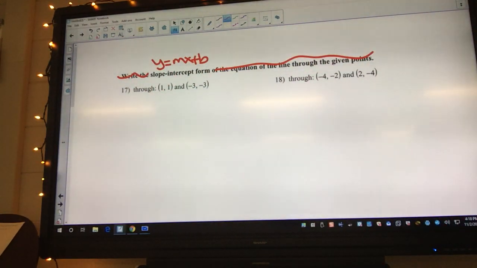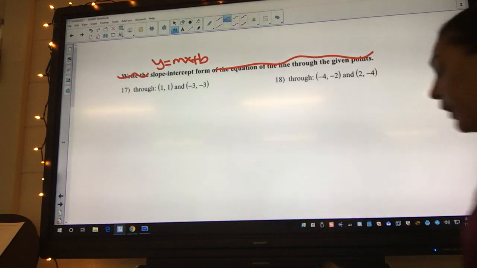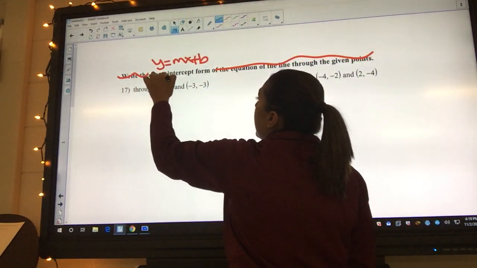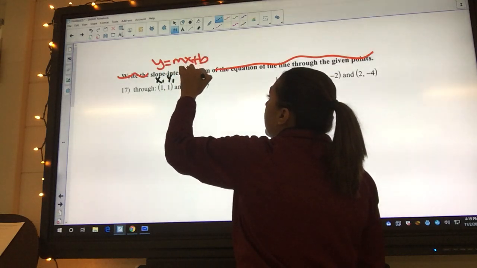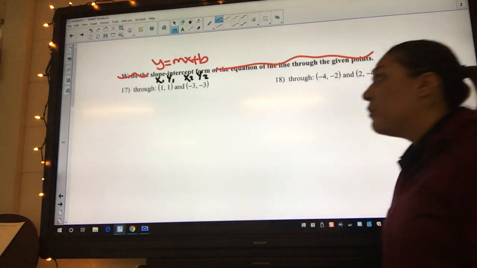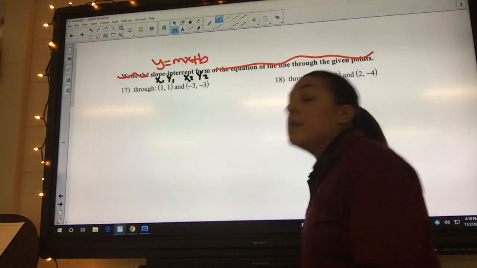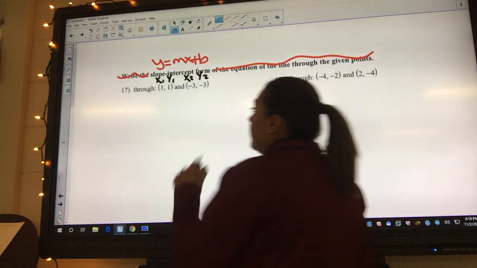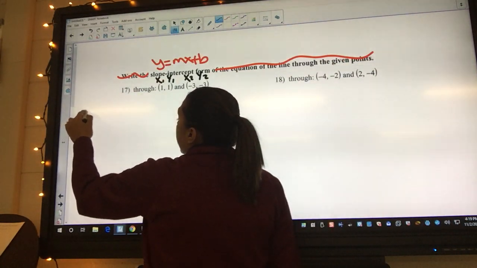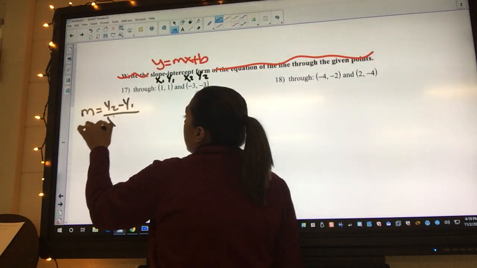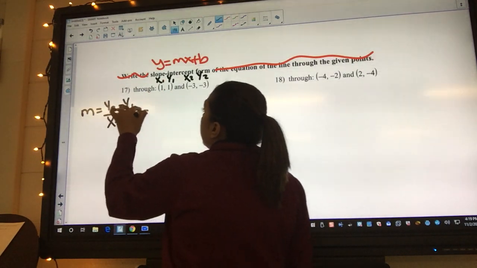Okay, and then we look at what we've got. Well, we've got 2 points. And so I can go ahead and label x1, y1, x2, y2. Okay, well, what formula do we know that has those in it? Well, our slope formula. Okay, and this is almost identical to what we did yesterday. So you got m equals y sub 2 minus y sub 1 over x sub 2 minus x sub 1.